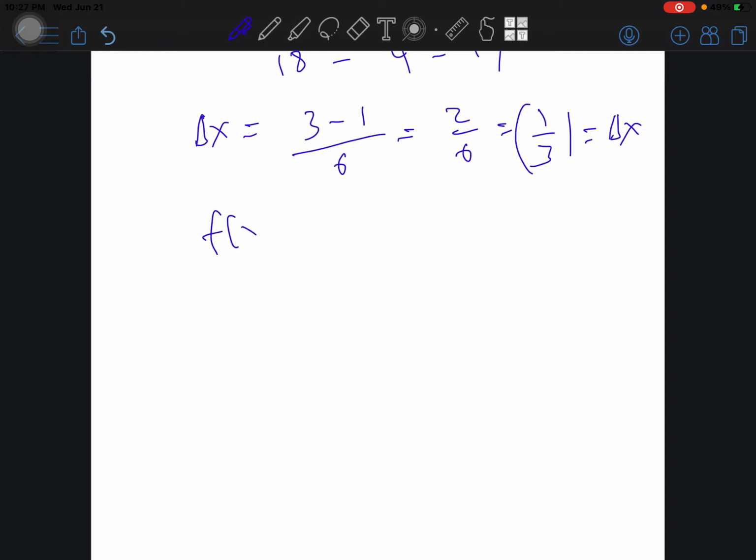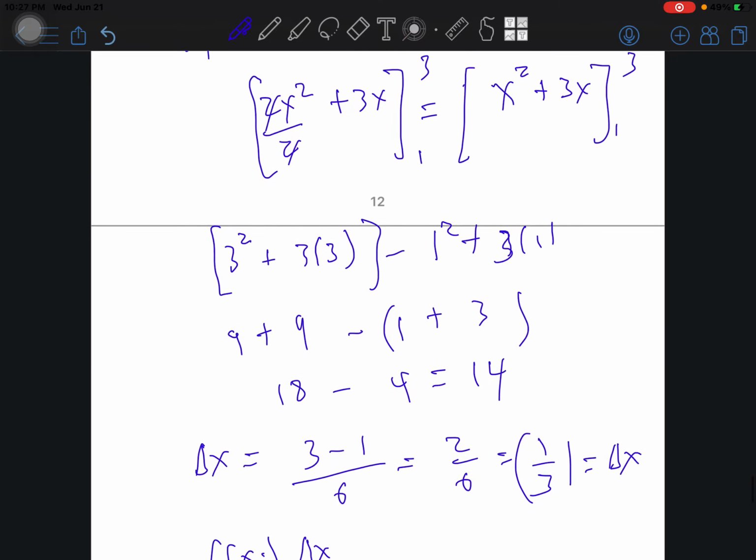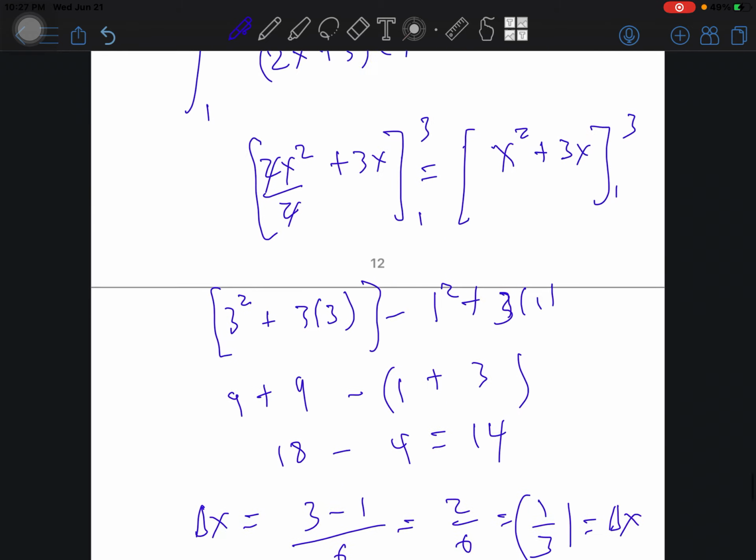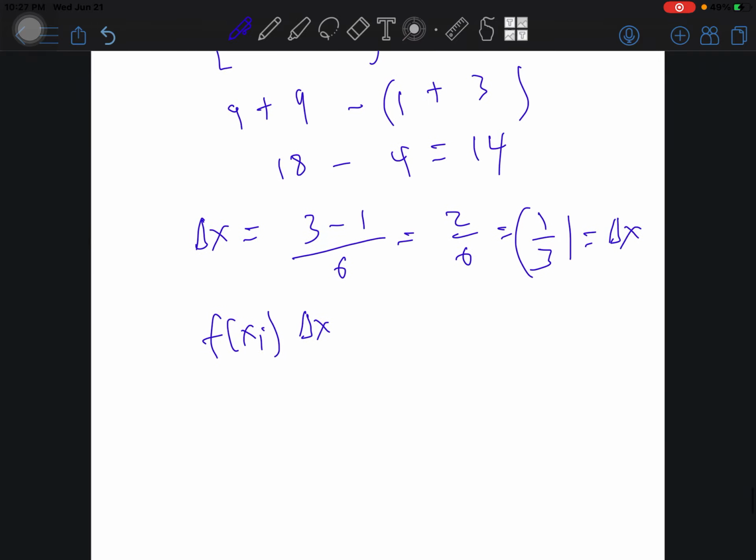And that change in x that I have over here, when I do this f of xi change in x, so let's use maybe 6 subintervals, and this is our change in x. So that means when we start from 1, we go 1 plus 1 over 3 plus 1 over 3 as time goes on. But let me find a simpler change in x so that we can demonstrate it here. So let's assume that we are picking 2 intervals.